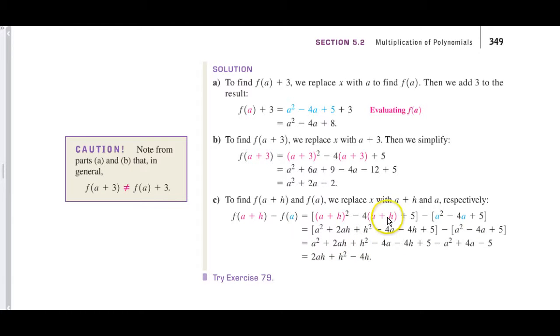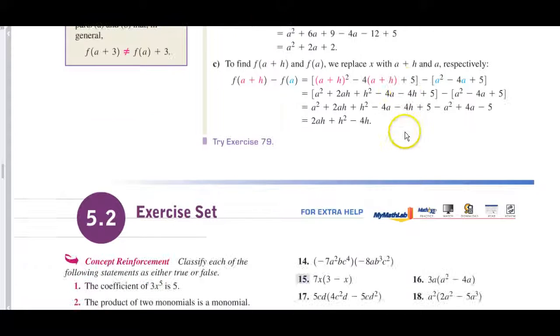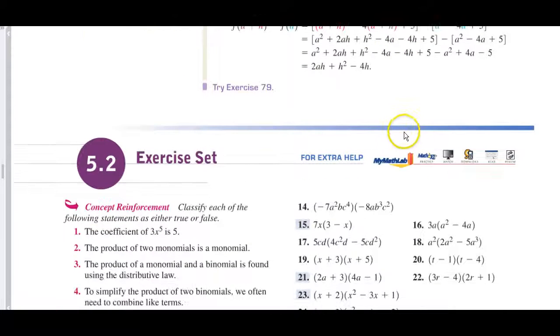Now, this would be considered a hard problem. Generally, we're going to not do some of these very hard ones, and you may or may not expect one like this. I don't think you would have one, but there it is. And that completes this section.